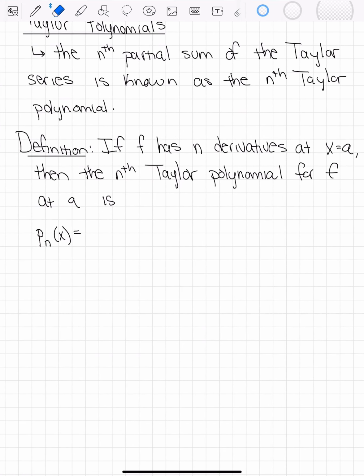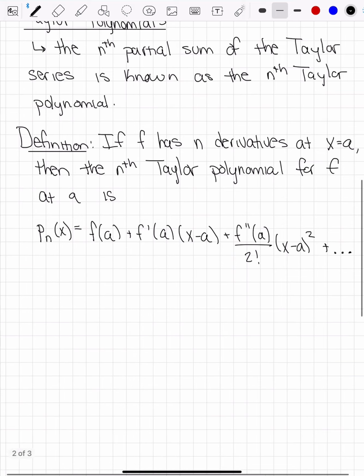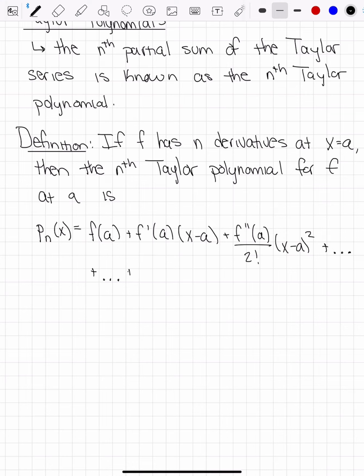So, right, we had f of a plus f prime of a times x minus a plus f double prime of a over 2 factorial times x minus a squared. And then I need to keep this going all the way until I get to the nth term, which is the nth derivative of f at a over n factorial times x minus a to the n.